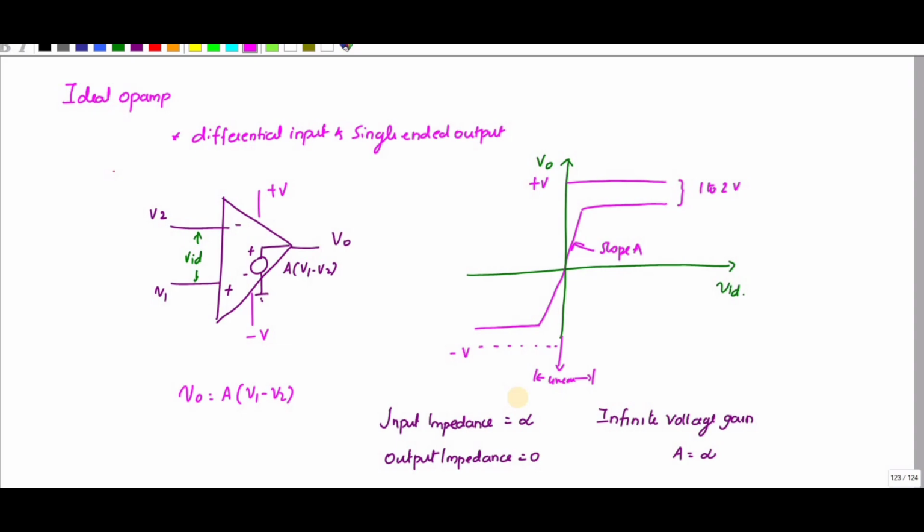And the currents flowing through the input terminals of the op-amp, let me take them as I1 and I2, the values of I1 and I2 are equal to 0, okay, because it has infinite input impedance. So any signal will get inflicted, right?